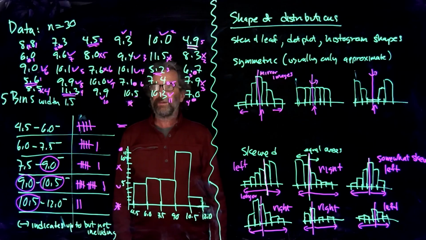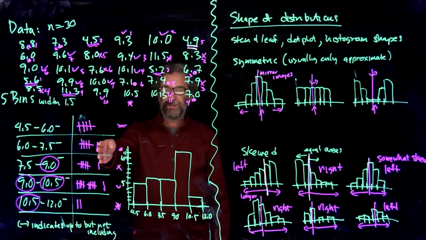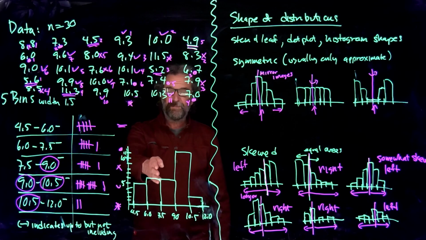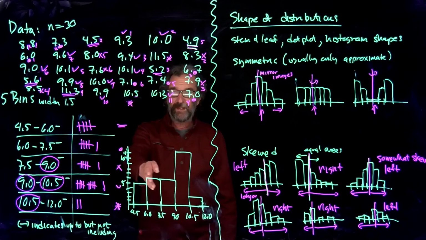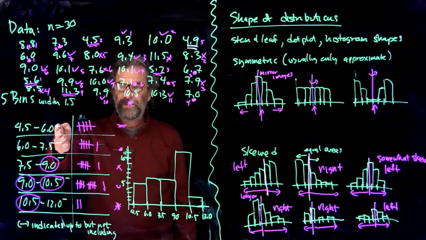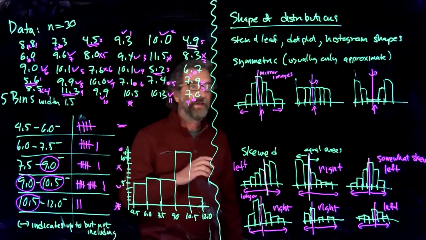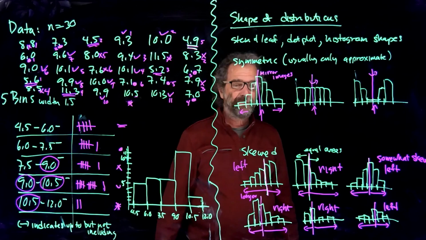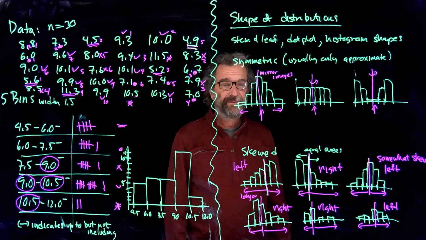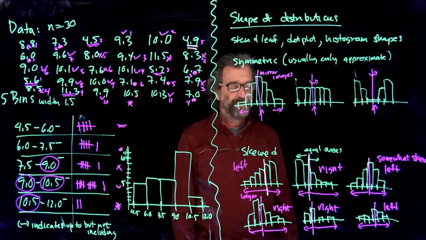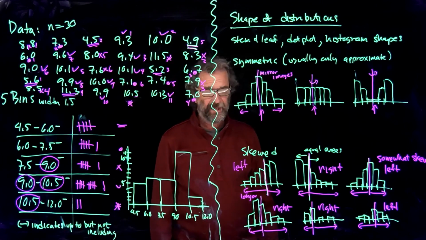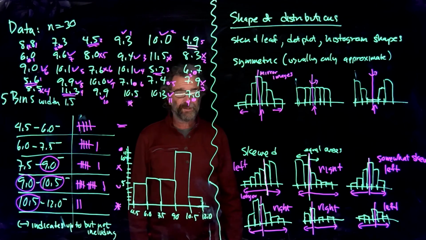So there we go. Dealing with values that appear on the boundary of the bins in a consistent way by saying we'll go up to but not including by this little minus sign, and then talking about symmetry and skew distributions based on the shape of the graphs. The graphs are histograms, stem and leaf, or dot plots. They all have the same basic characteristics.